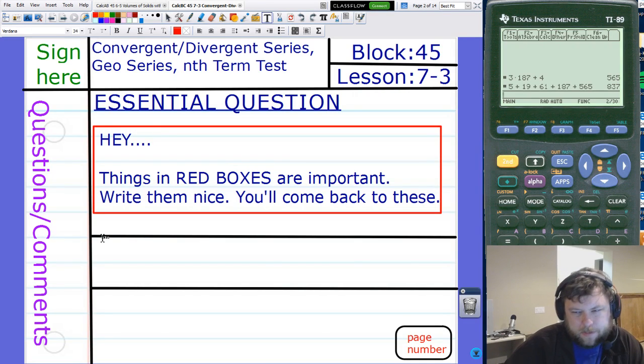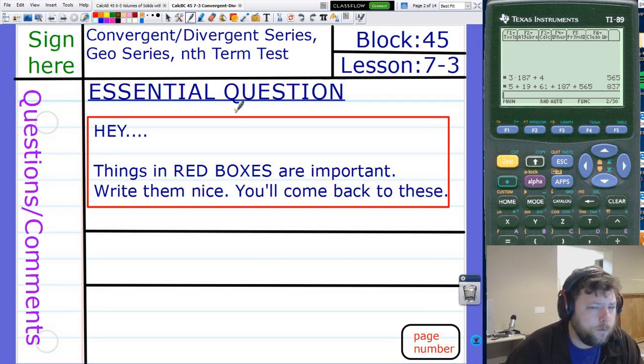Welcome, Calculus BC. This is 7-3: Convergent and Divergent Series, Geometric Series, and the nth Term Test. We're in BC land, folks. When you see these notes in the future, red box things are really important. You're going to want to write them down because those are formulas, and you're going to reference those later.